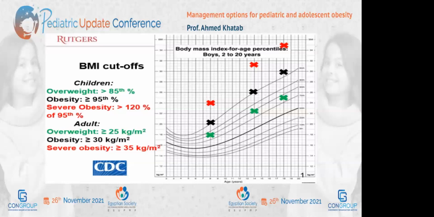In adults, 25 kilograms per meter squared body mass index is overweight. Obesity is greater than or equal to 30 kilograms per meter squared, and severe obesity is greater than or equal to 35 kilograms per meter squared.